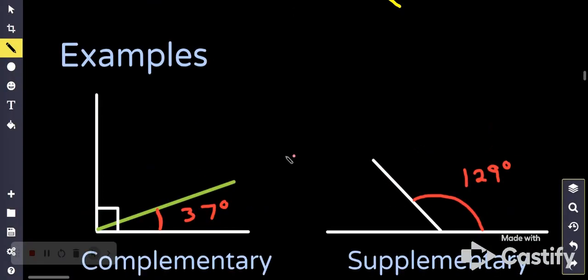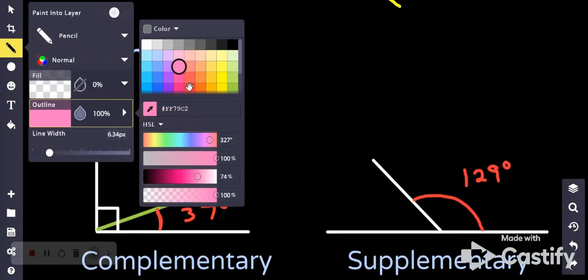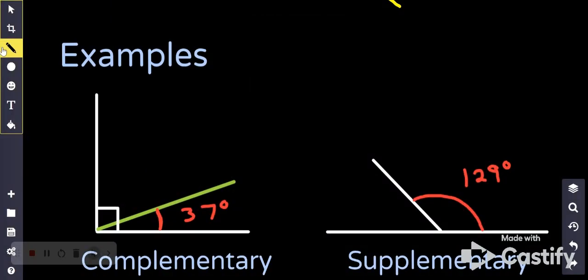A little bit more terminology. Complementary and supplementary. Complementary just means two angles that add up to 90 degrees. So in this example, if I have a 37-degree angle, I would need to figure out how much more I have to add to get to 90. And in this case, it would be 53 degrees. And so that would just be that problem.